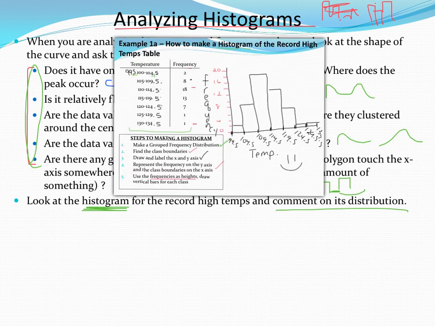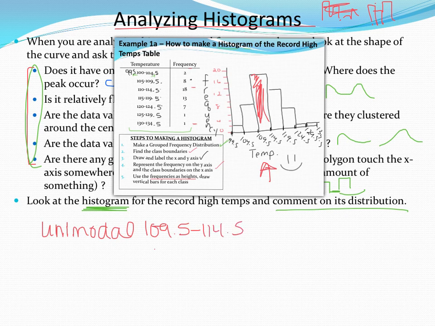Okay, so I've actually brought in the histogram. This is the histogram that we did a couple slides ago. So we're going to look at it and comment on its distribution. Hopefully you've gone through and made some actual comments. It is definitely unimodal. You can tell by this guy right here. So we could say it's unimodal. Note where it's unimodal at. Where is the peak actually occurring? It's occurring in the class 109.5 to 114.5. And then also talk about how there are no gaps. We don't ever really hit the x-axis. I have a quantity at every single one.